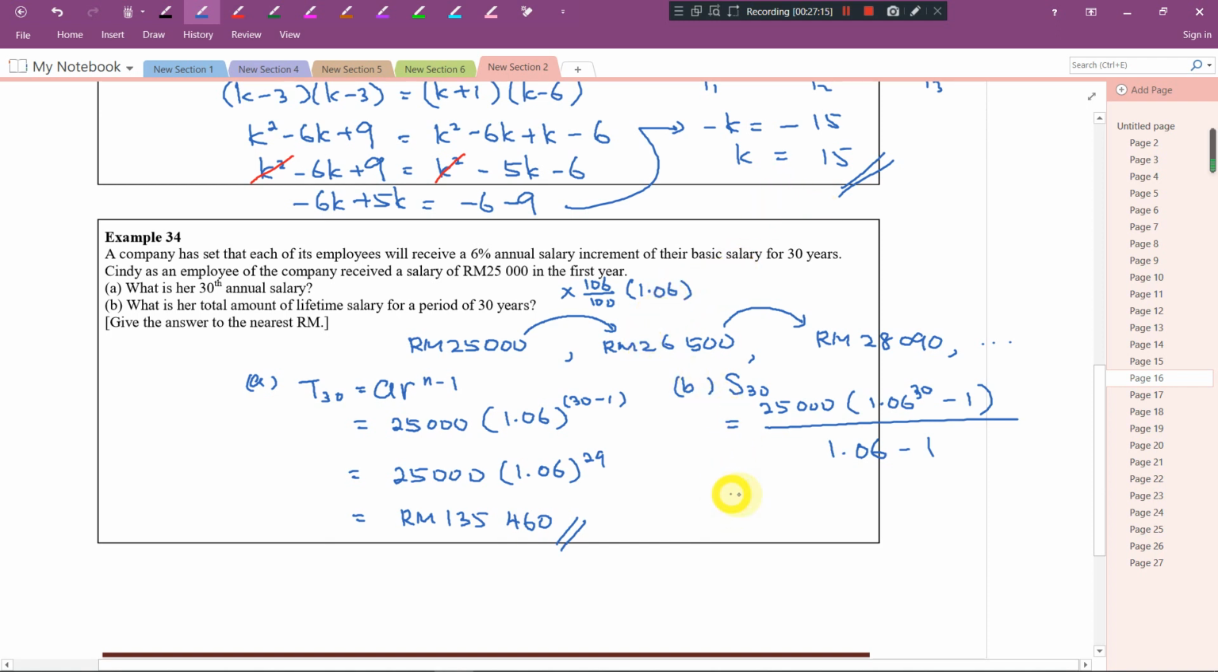Okay, when we round off to the nearest RM, then it will be RM1,976,455. Okay, so these are the answers for these questions.